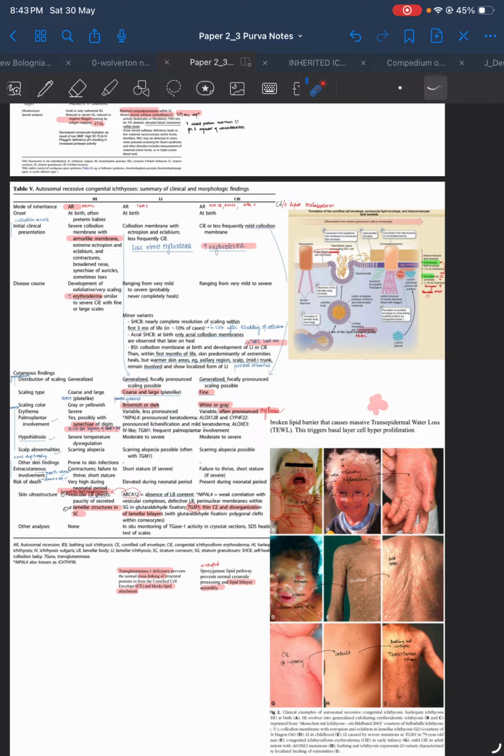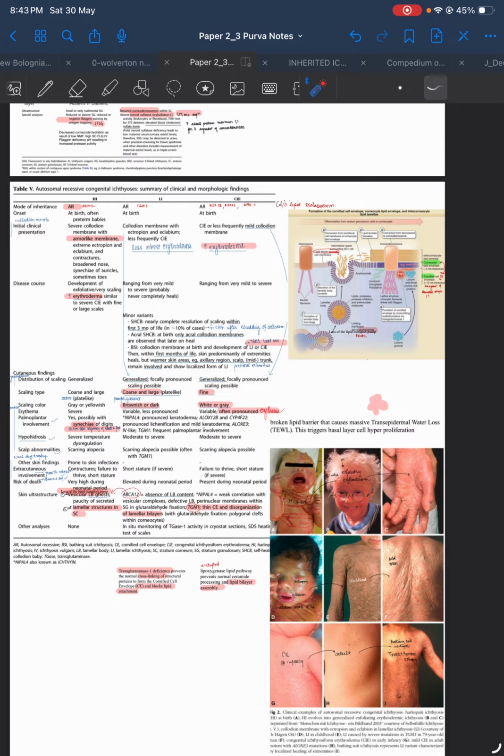There are also minor variants like self-healing collodion baby, with normal skin after 3 months, acral collodion membrane limited to acral sites, and bathing suit ichthyosis, which is a temperature-sensitive enzyme defect leading to ichthyosis only in warmer skin areas. So the proximal extremities and trunk have ichthyosis.